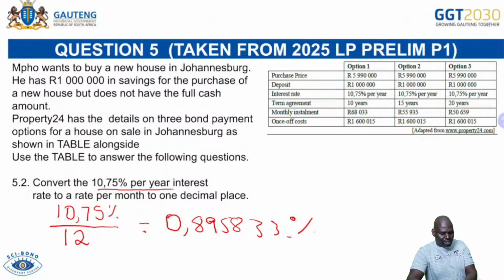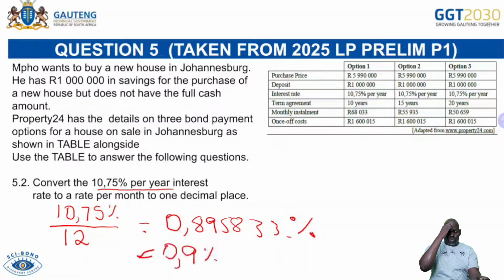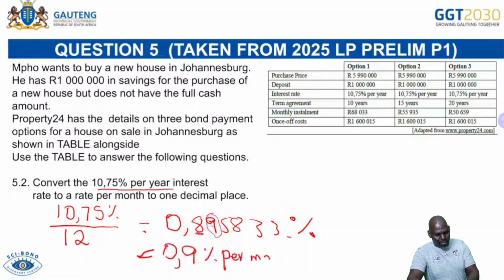Remember, this is a percentage. 0.0895833 is a percentage. Then the question is to 1 decimal place. To 1 decimal place will be 0.9. If you round to 1 decimal place, you look at the digit next to it. If this number was less than 5, this would remain as 8. But in this case, because the number next to it is 5 or more, this changes to the higher number. So we get 0.9% per month. You can just indicate per month.